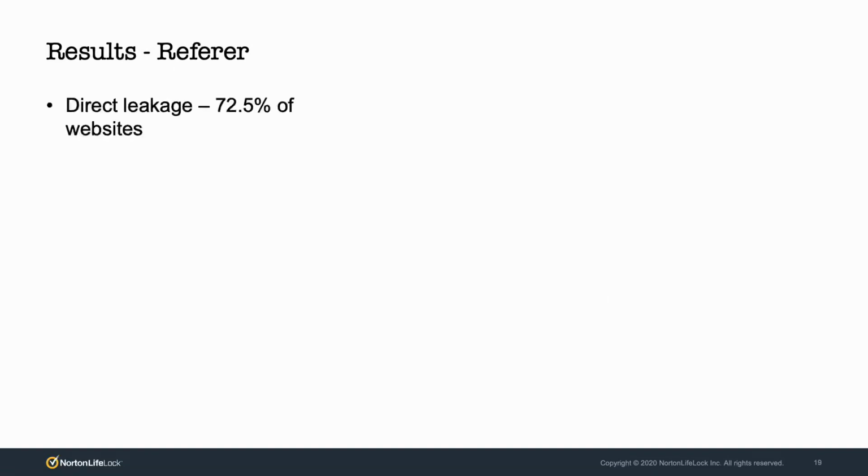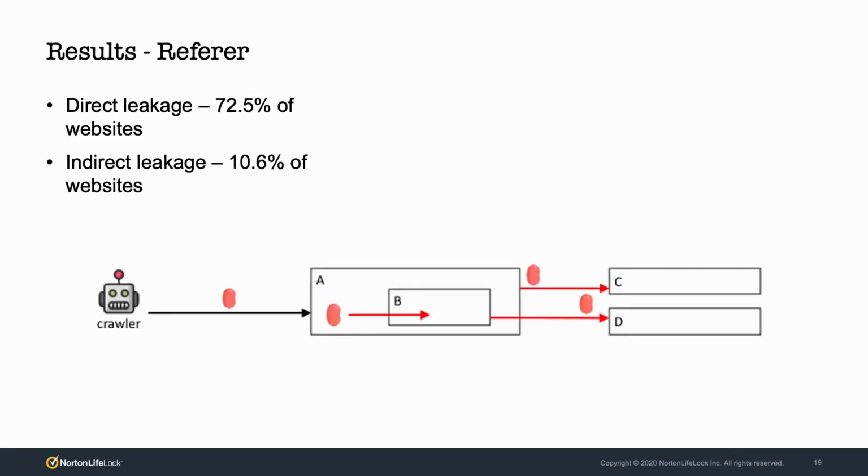The search terms are leaked in a direct manner on 72% of the websites we looked at via the referrer header. However, the search terms were leaked in an indirect manner on 10% of the websites that we looked at. To see how this might happen, take a look at the figure below. Notice that A loads B as an iframe, and B sends a network request to website D. In such cases, we say that B leaks the search terms to D in an indirect manner.